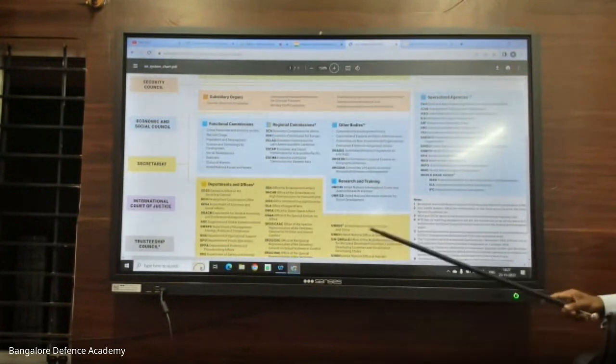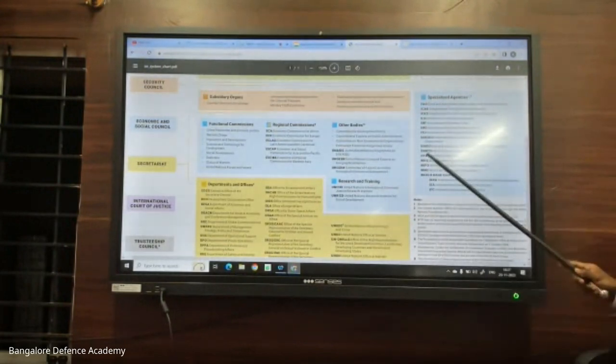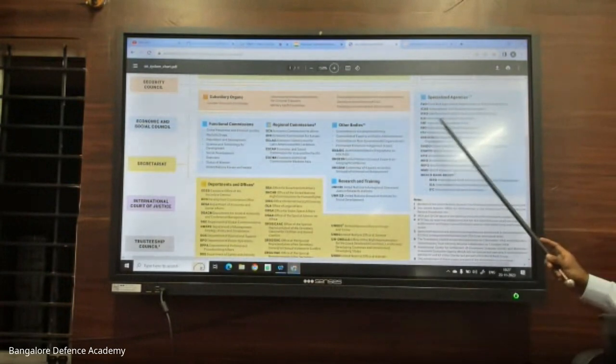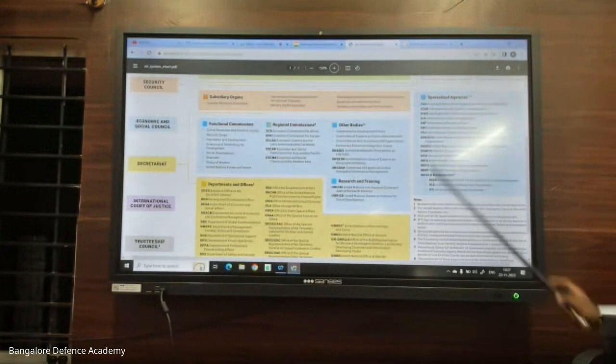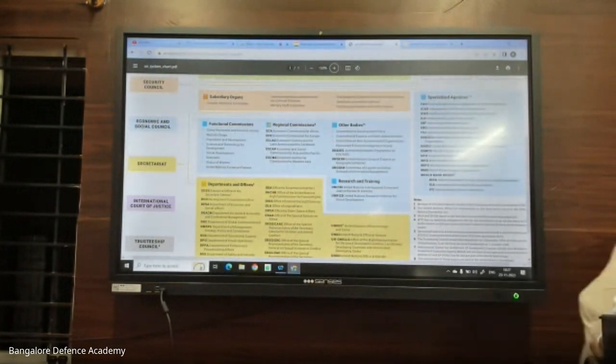Yes, International Monetary Fund. Okay, you have so many things. ILO, International Labor Organization. Okay, so WHO, World Health Organization. So they will ask you this, World Bank, okay? We'll see this one by one, ready?